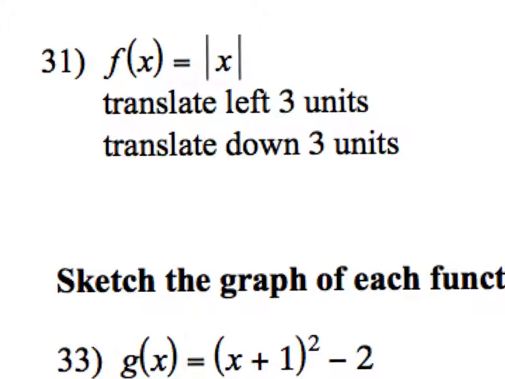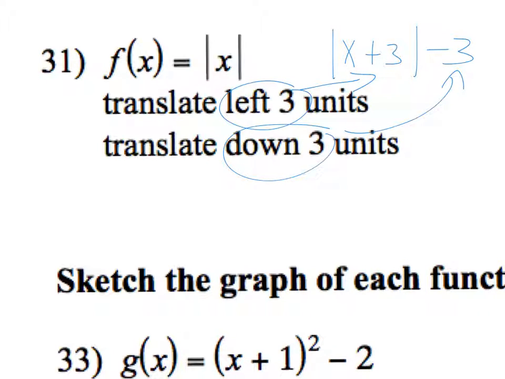F of x equals the absolute value of x. We've got to go left 3, down 3. So that would be the absolute value x plus 3 for left 3, and then minus 3 on the outside for down 3. This is my left, and this is my down part.